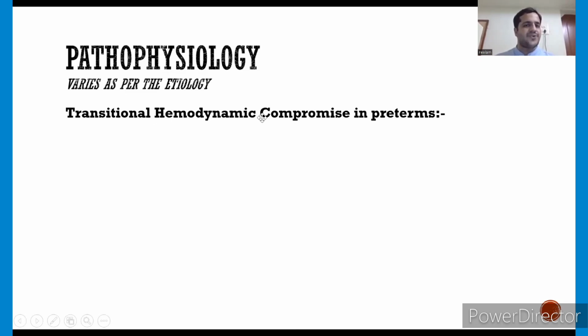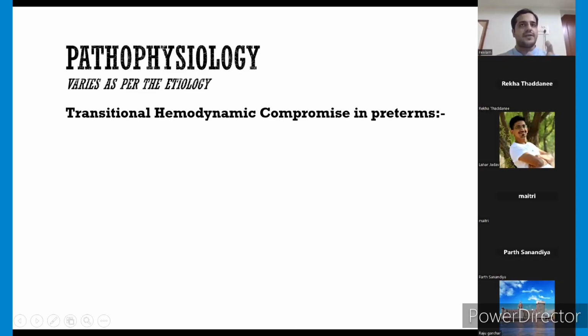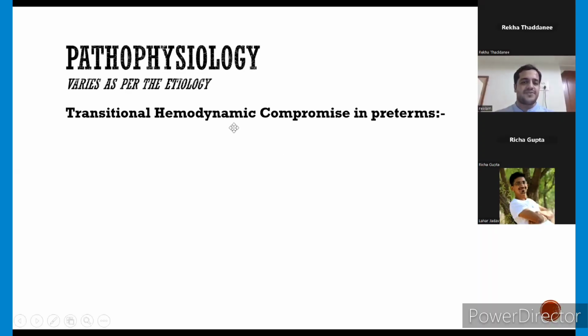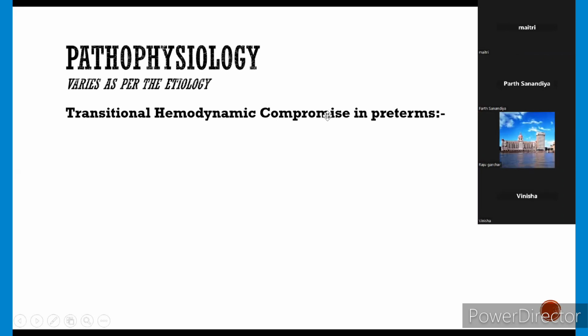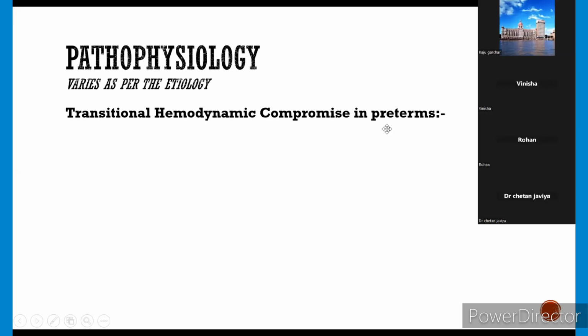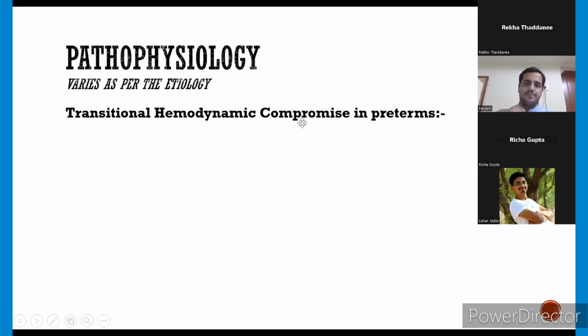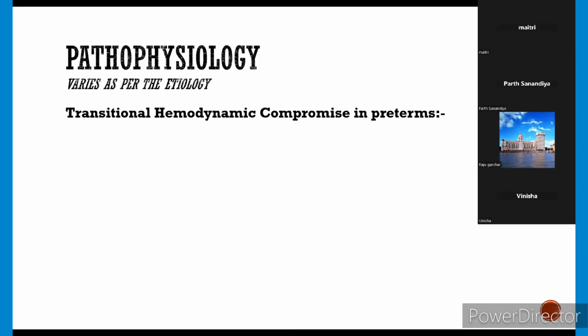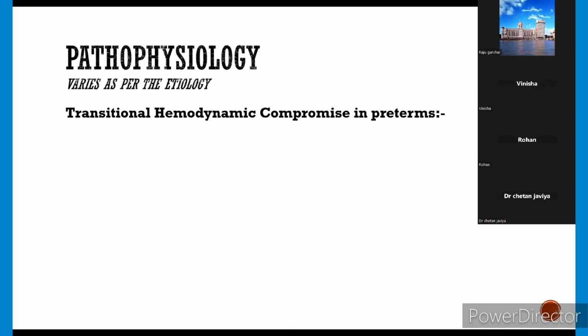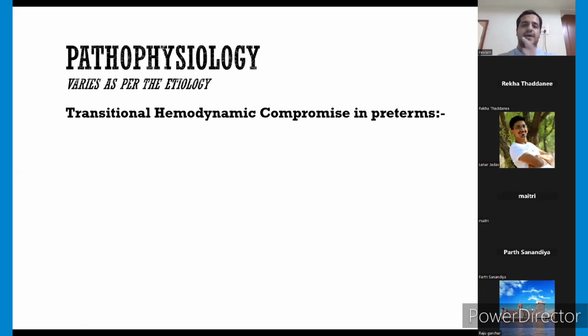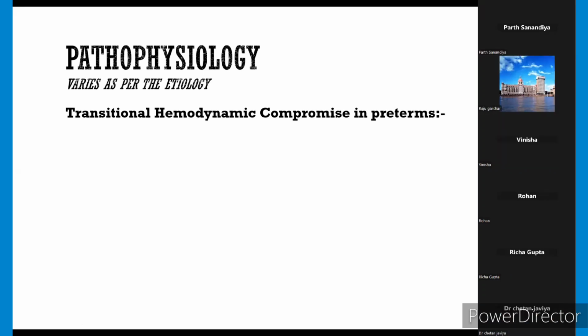This transitional hemodynamic compromise does not happen in preterms who are 34, 36 weeks. It is mainly for the extreme preterms or very preterms. So a baby who is a 30 weeker, 28 weeker, 26 weeker, those babies are more likely to go in for a transitional hemodynamic compromise. Simply putting, they are not able to transition from the in utero to the ex utero environment. Because in utero the placenta is a low resistance circulation, whereas after coming out they have to pump against a higher systemic vascular resistance, and sometimes their myocardium is not able to cope up.